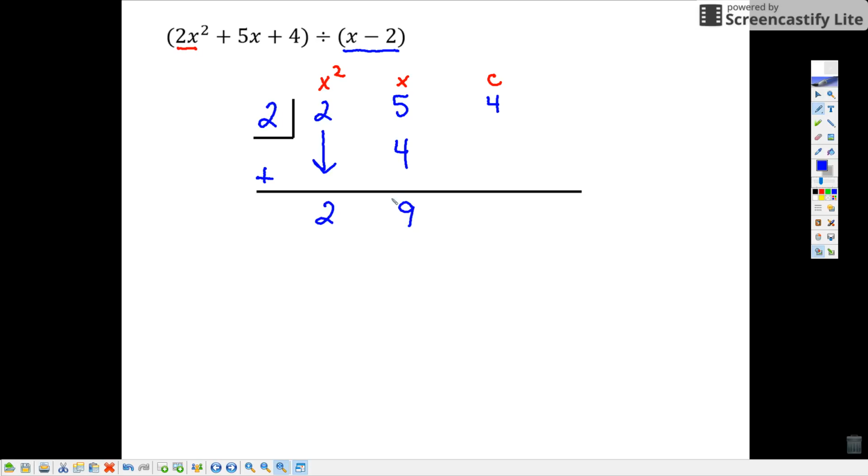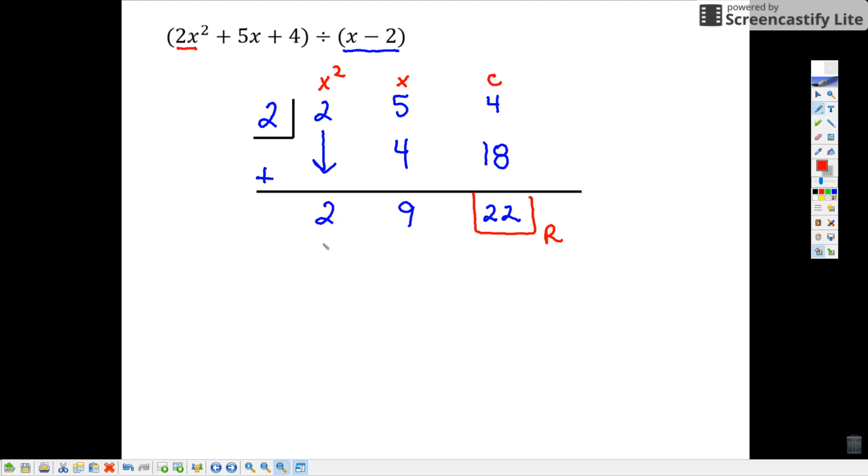Once again, this 9, now that it's underneath the line, I multiply it by the number in the box. So 9 times 2 is 18, and then I add straight down. 4 plus 18 is 22. Now just remember, this last number in synthetic division always represents your remainder. So I'm going to write R for remainder.